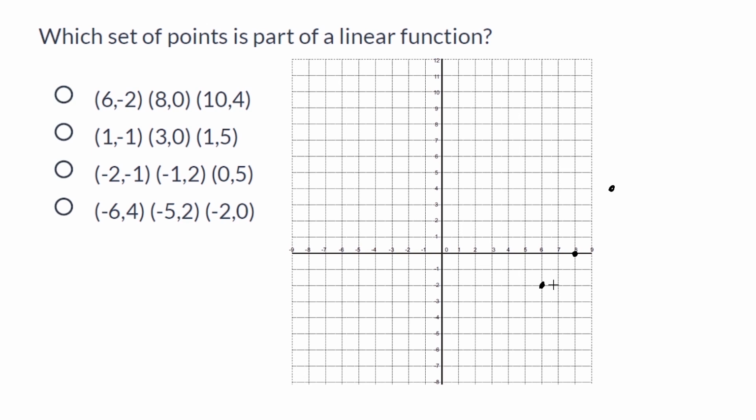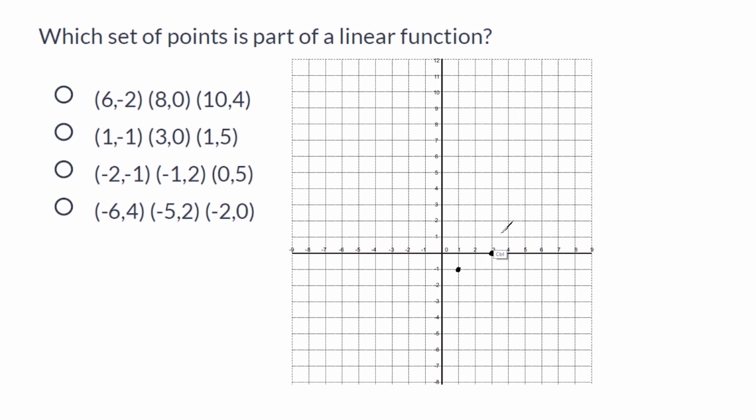And then what we're going to do is connect the points. But we can see that these 3 points do not form a straight line because this point is not part of this line. So let's go ahead and plot the next set of points, starting with positive 1, negative 1. And then we have 3, 0. And next we have 1, 5. And we can clearly see that these 3 points will not form a straight line.